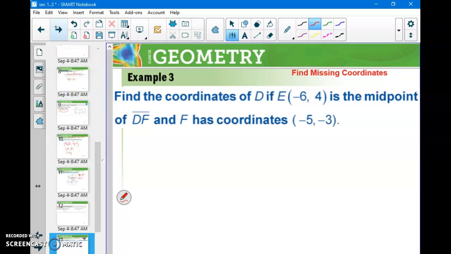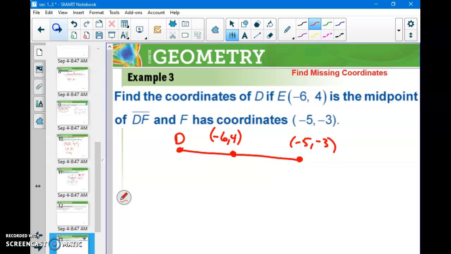And we're going to find the coordinates of D if E is the midpoint of DF and F has the coordinates. All right. So we have: find the coordinates of D if E is the midpoint at negative 6, 4, and F has the coordinates at negative 5, negative 3. Now there's a couple ways to do this. We're going to do it both ways.